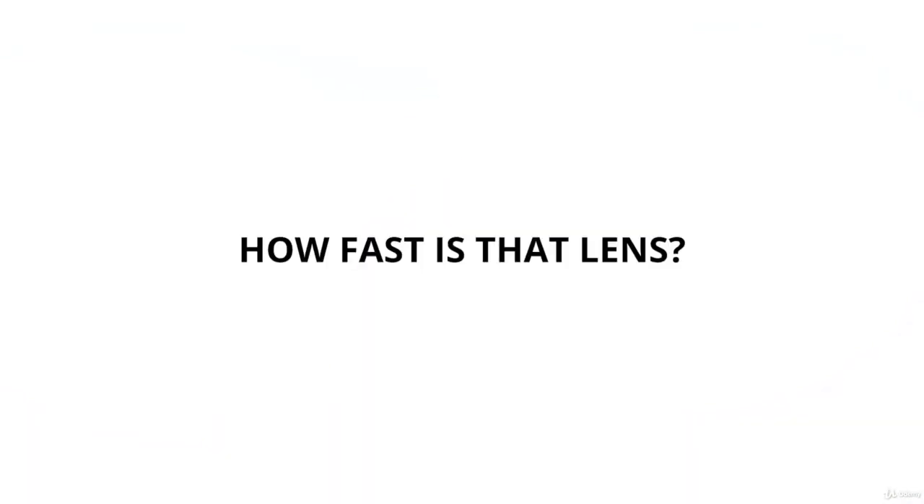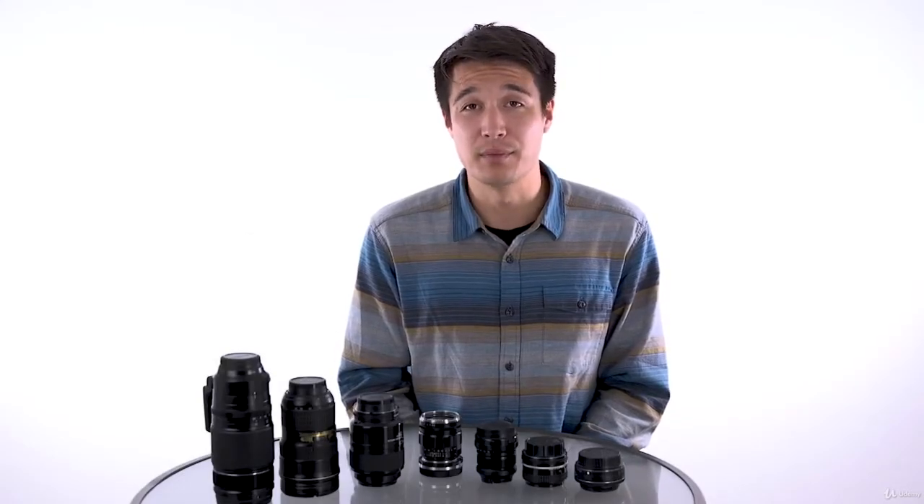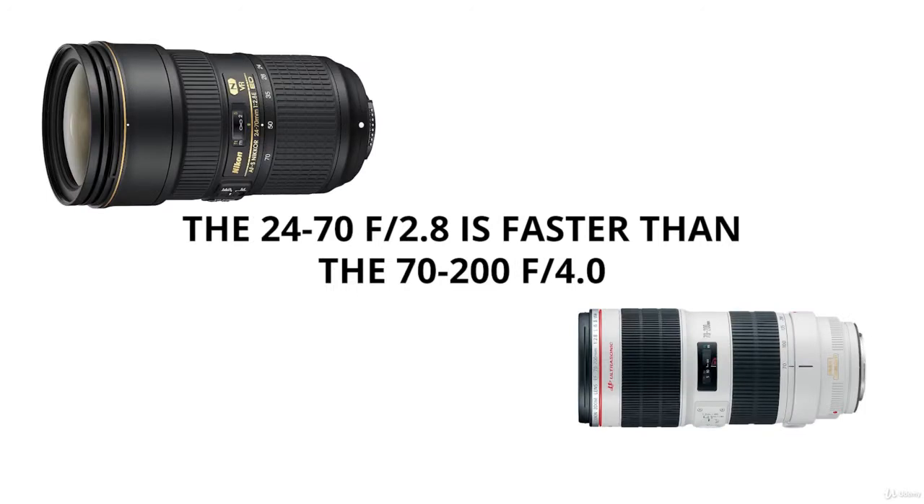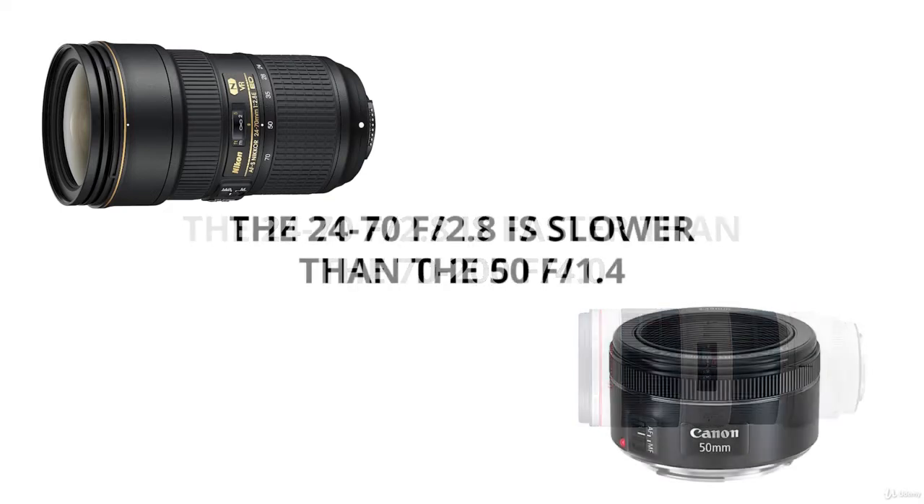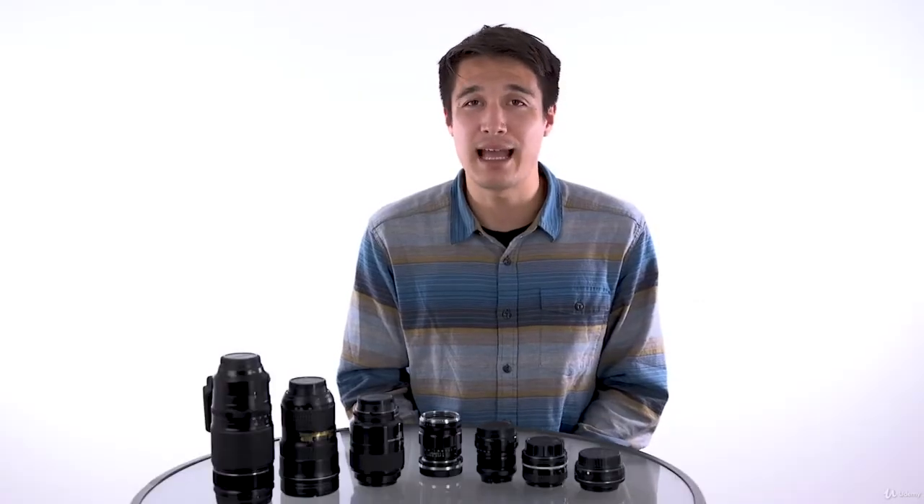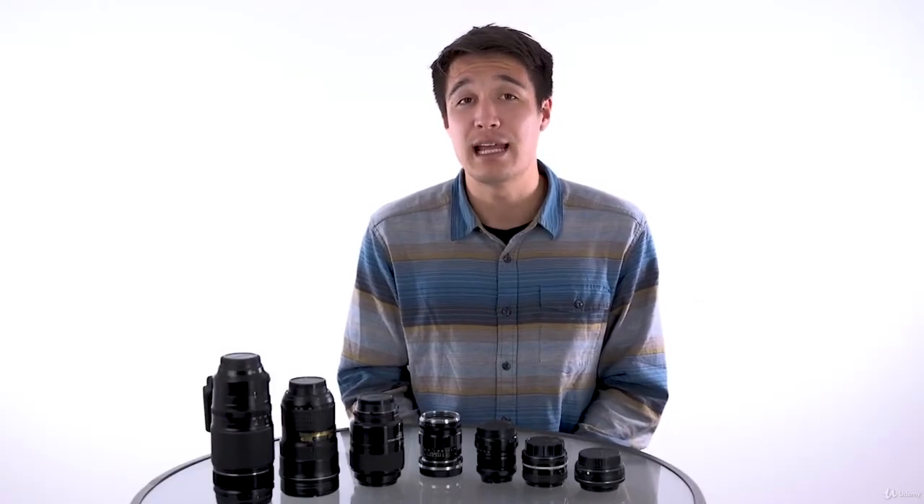Here's another term you might hear photographers saying. When someone asks how fast a lens is, they're referring to the f-stop when the lens is wide open, or the smallest f-stop number. So a fast lens would be one that opens up to something like f1.4 or f2. A slow lens might be only able to open up to f4. For example, my 24 to 70 f2.8 is faster than my 70 to 200 f4, but not as fast as my 50mm f1.4.